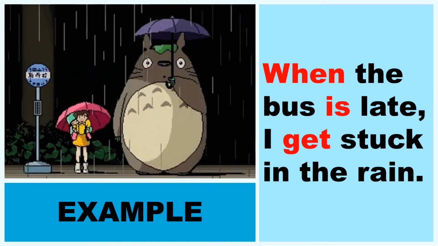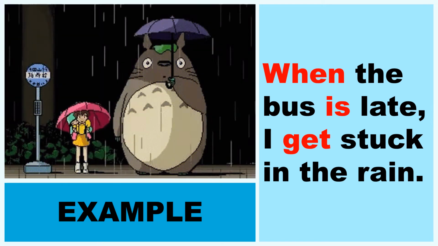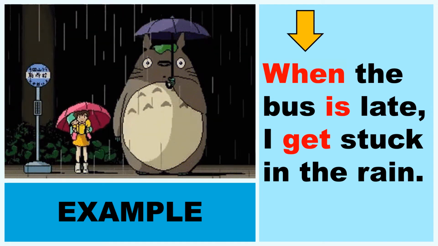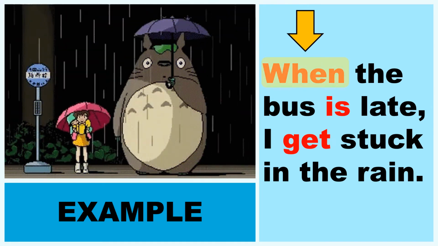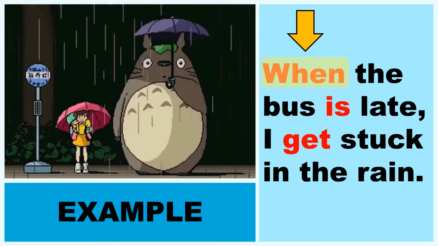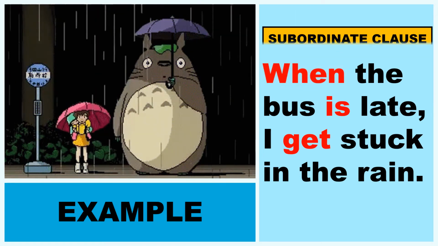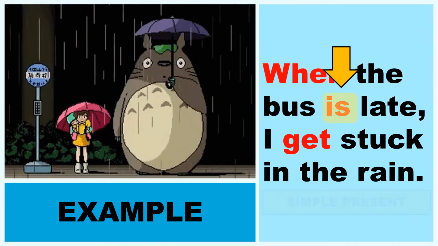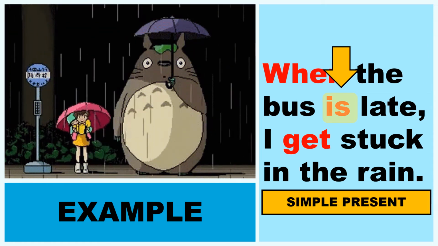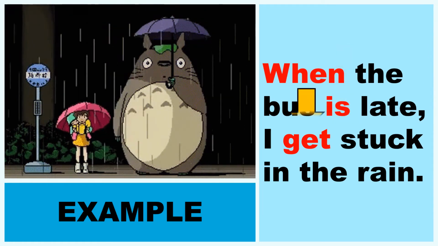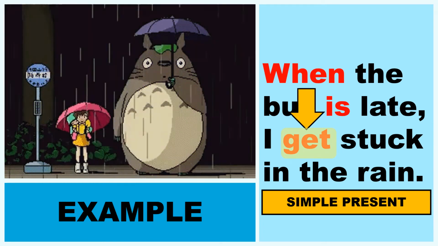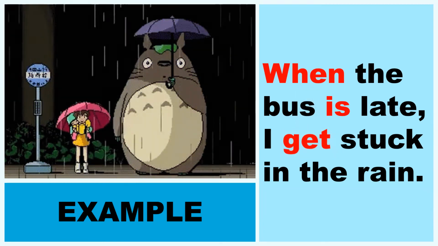Example, when the bus is late, I get stuck in the rain. We have when here, which is a subordinate conjunction. So this means we have a subordinate clause. Within that context, we have is, which places that clause in a simple present, and then we have the word get, which places the independent clause also in the simple present tense.